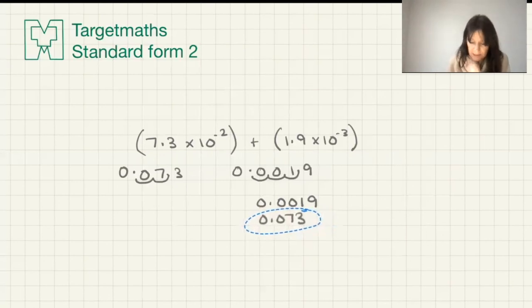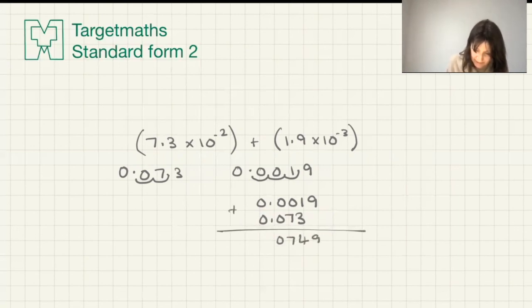That's pretty good. And then we can perform that addition. So we've got 9, 1 plus 3 is 4, 7, 0.0. And then we want to get that back into standard form. So I'm going to be moving it just 2 places so it's in front of that 7. So my final answer is 7.49 times 10 to the negative 2.